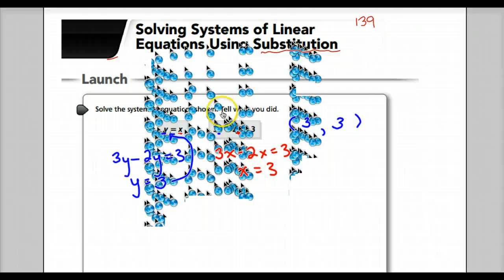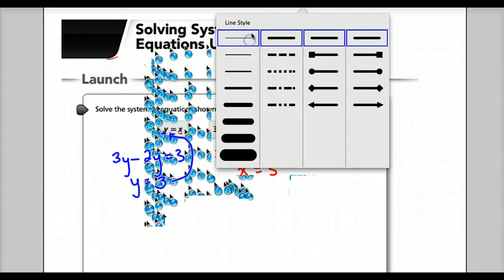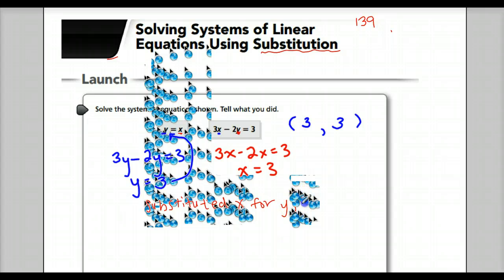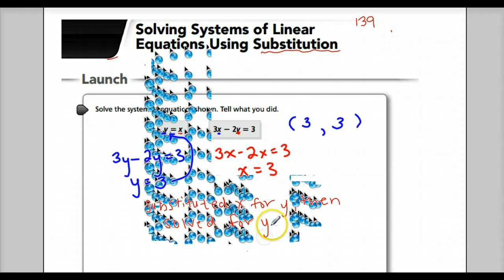We also want to make sure that we're telling what we did. So we want to say what we did is we substituted x for y, then solved for y. And then of course we got y equals 3, so x equals 3.